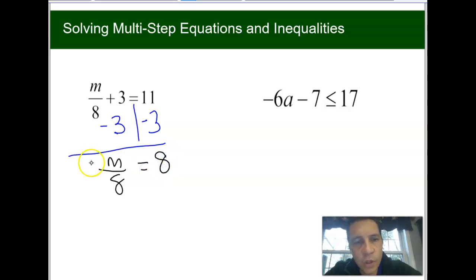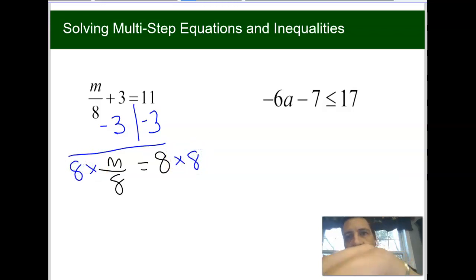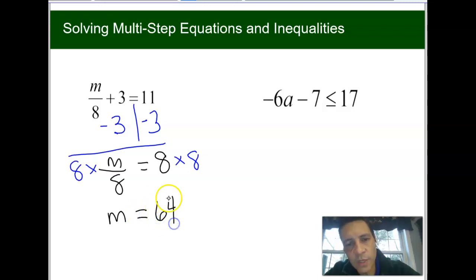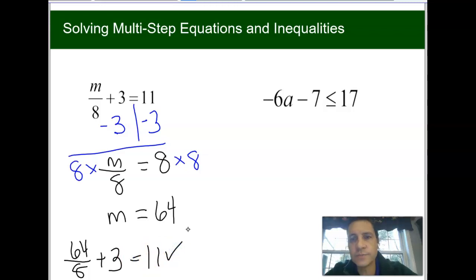And then to get the variable all by itself, since I'm dividing m by 8, I'm going to multiply by 8. But again, doing the same thing to both sides. 8 times m over 8 is just m. 8 times 8, that is 64. And we could check this. 64 over 8 plus 3. 64 over 8 is 8 plus 3, that's 11. It checks out.